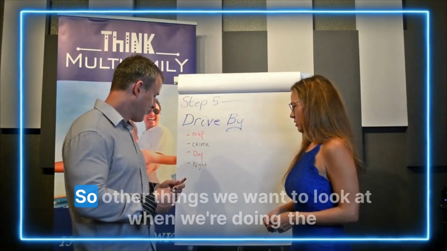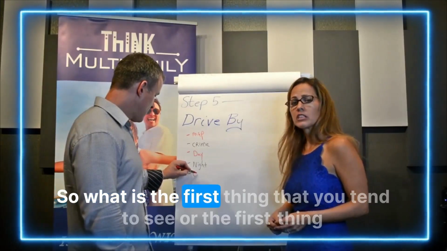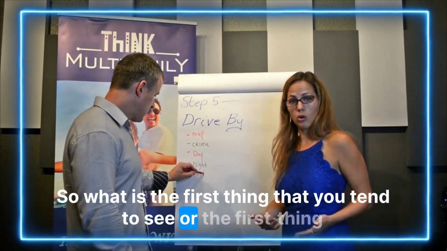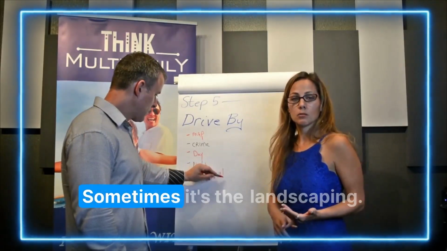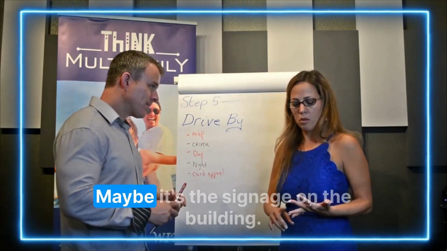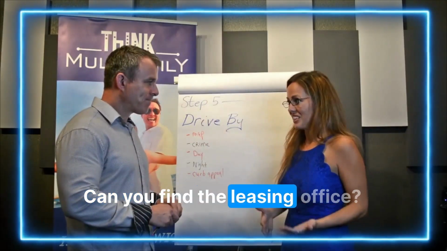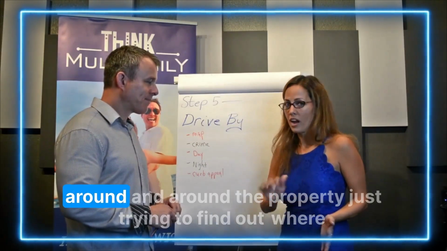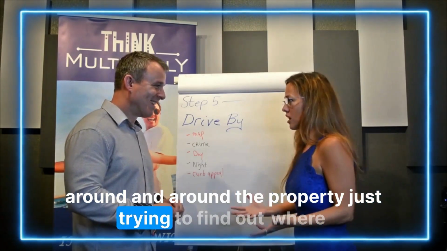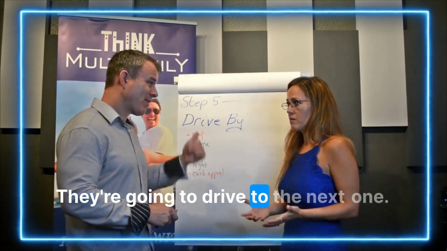What else? Right, so other things we want to look at when we're doing the drive-by is curb appeal. What is the first thing you tend to notice when you're driving up to an apartment community? Sometimes it's the landscaping, maybe it's the signage on the building. Can you find the leasing office? We've been to many properties where we had to drive around and around just trying to find out where the office was. It's very frustrating. They're going to drive to the next one.